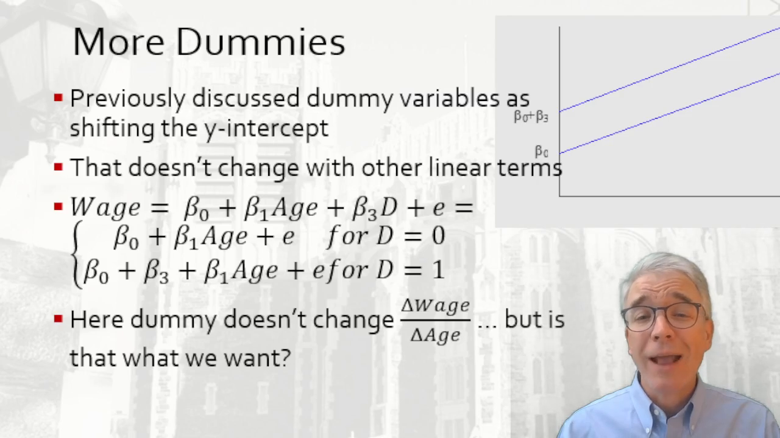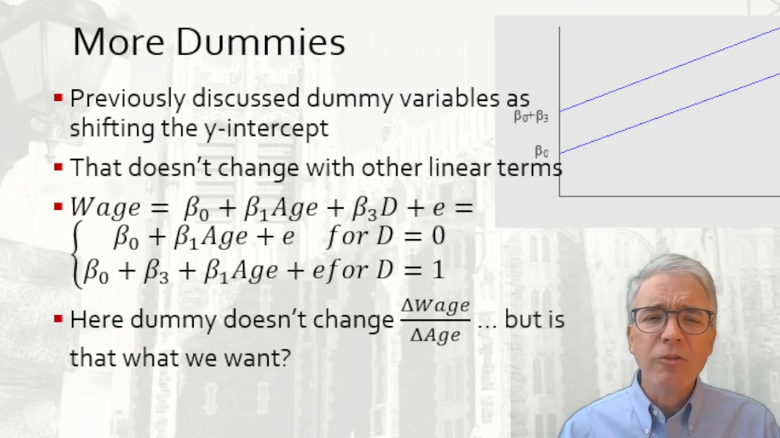For people who have that dummy variable value equal to 0, their wage is determined as beta naught plus beta 1 age. The other people, for whom d equals 1, are going to see (beta naught plus beta 3), that's their intercept, plus beta 1 age.